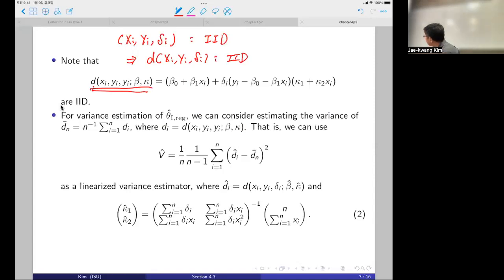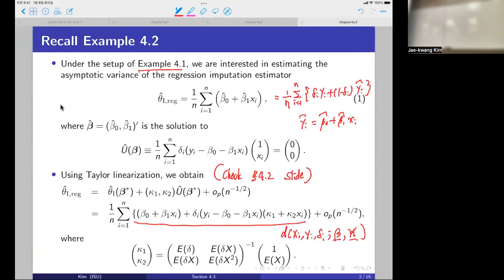So the idea is, for variance estimation of this regression imputation estimator, because of the asymptotic equivalence, the regression imputation estimator is asymptotically equivalent to the sample mean of the di's. So instead of computing the variance of this estimator directly, let's try to compute the variance of the sample mean of di. That is the basic idea.